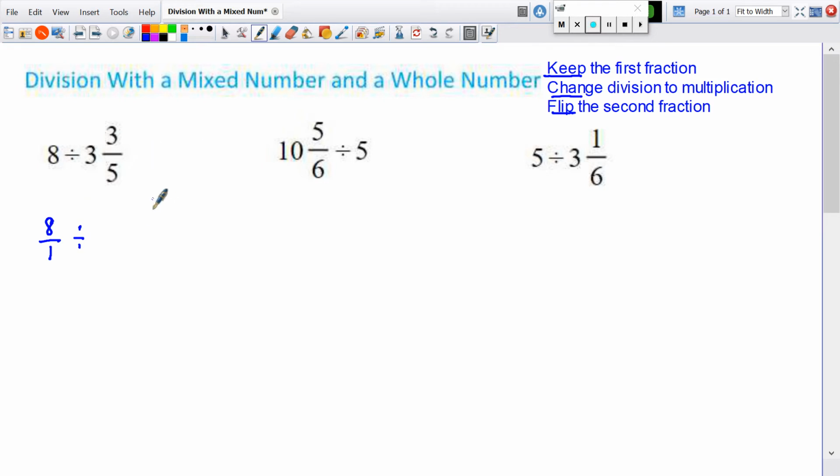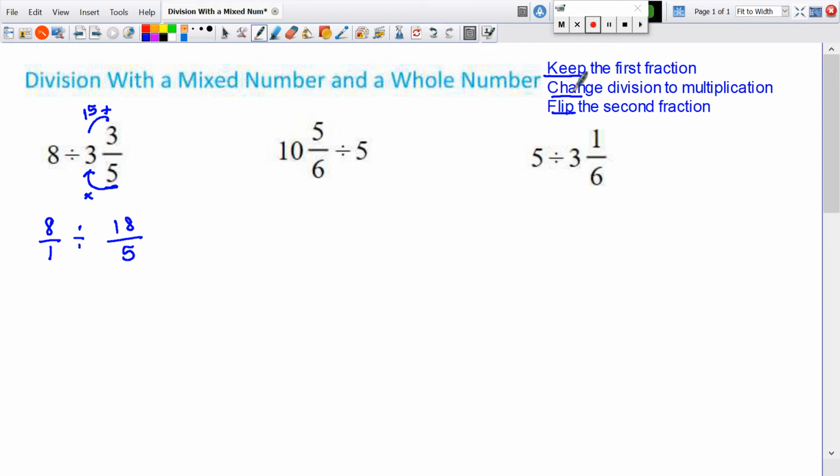We want everything to start out as an improper fraction. To change this mixed number to an improper fraction, you keep the denominator and then you go around in this direction. You multiply. 5 times 3 is 15, and then you add. 15 plus 3 is 18.